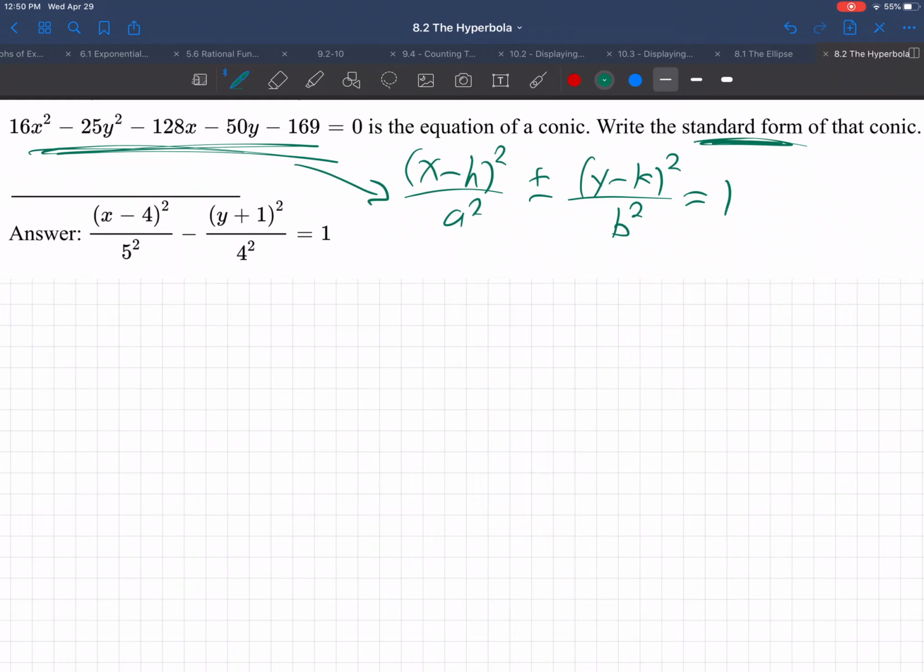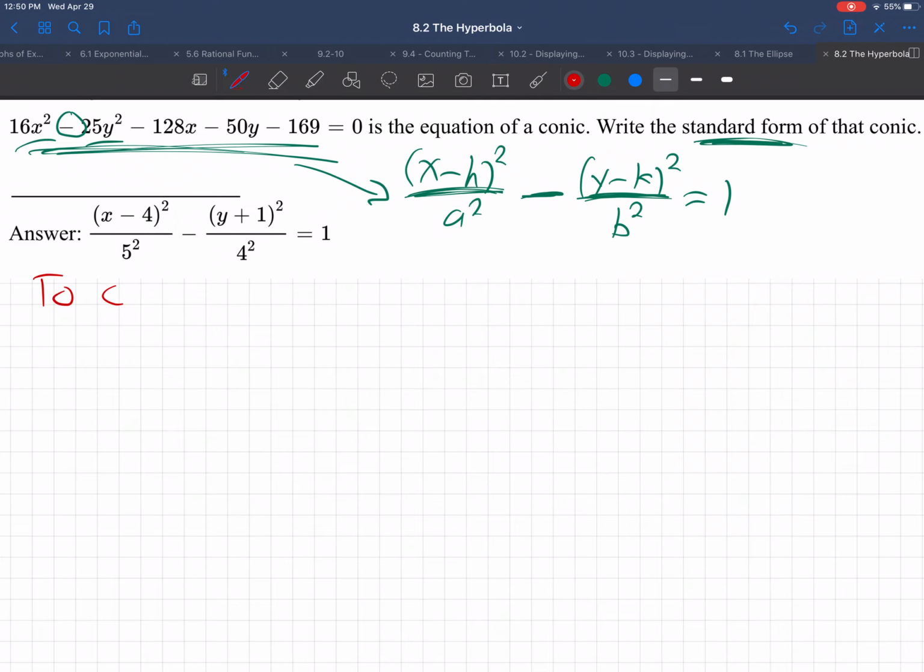That's called completing the square. I've got to make squared-power parentheses here. Is it going to be plus or minus? See the minus on the y, x squared minus y squared? So there's no big mystery. It's going to be minus here. It's going to be a hyperbola equation. Okay, so how do we do it? These take a lot of steps.